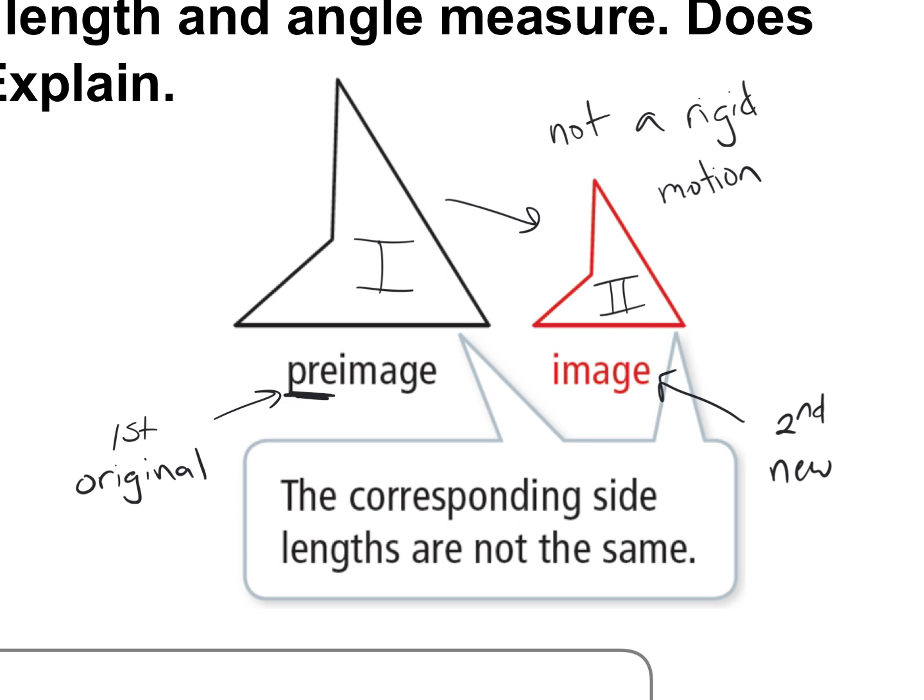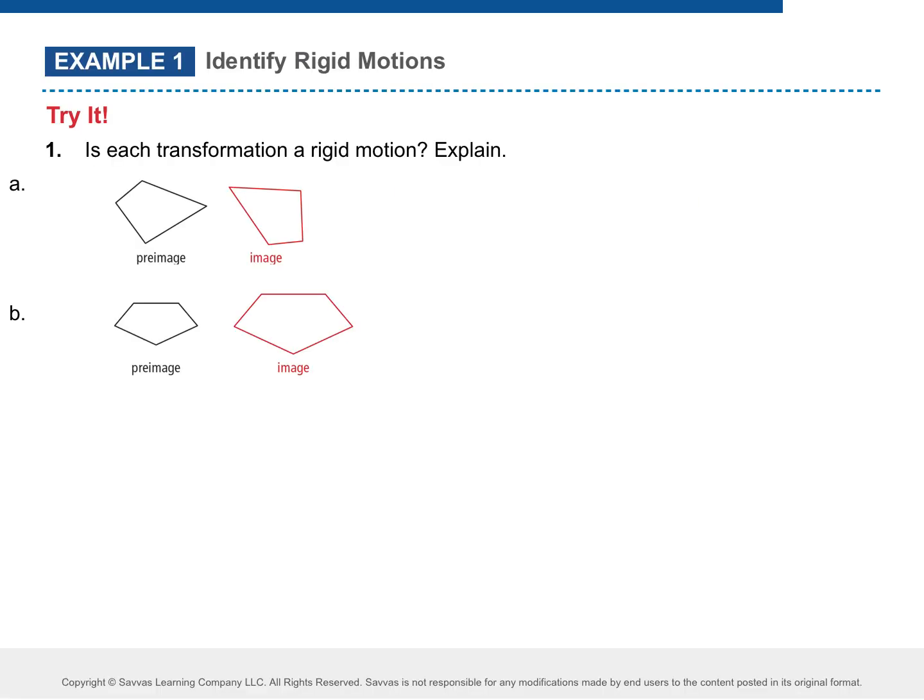Go ahead and flip your notes to page 2 if you haven't already. Go ahead and answer example 1A and B. All you're doing is telling me yes or no to a rigid motion. 1A, is that a rigid motion, yes or no? Yes, it is, but it flipped. Why is it still a rigid motion even though it flipped? Same size, same shape. What about 1B? No. Why not? It's a different size. Which one's the first image? The pre-image, right? Remember, pre-image is always the first one. The image is the new one.